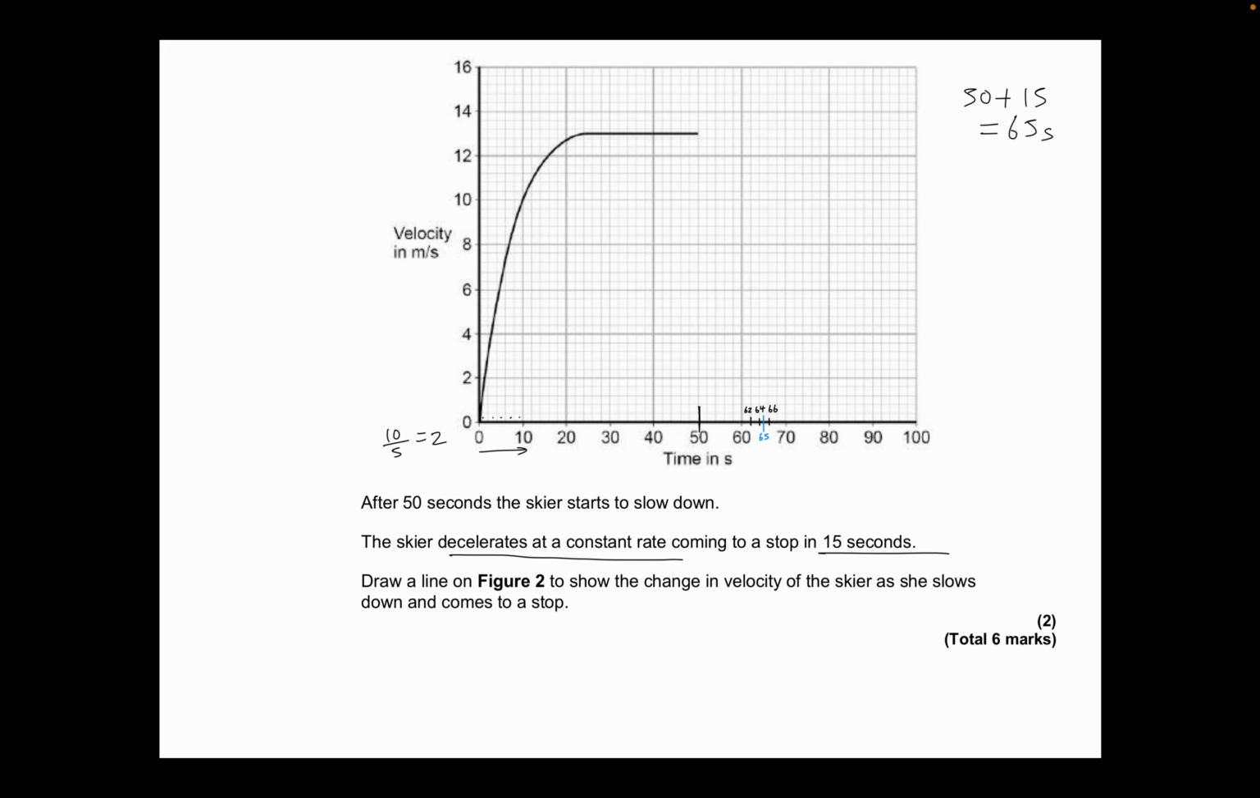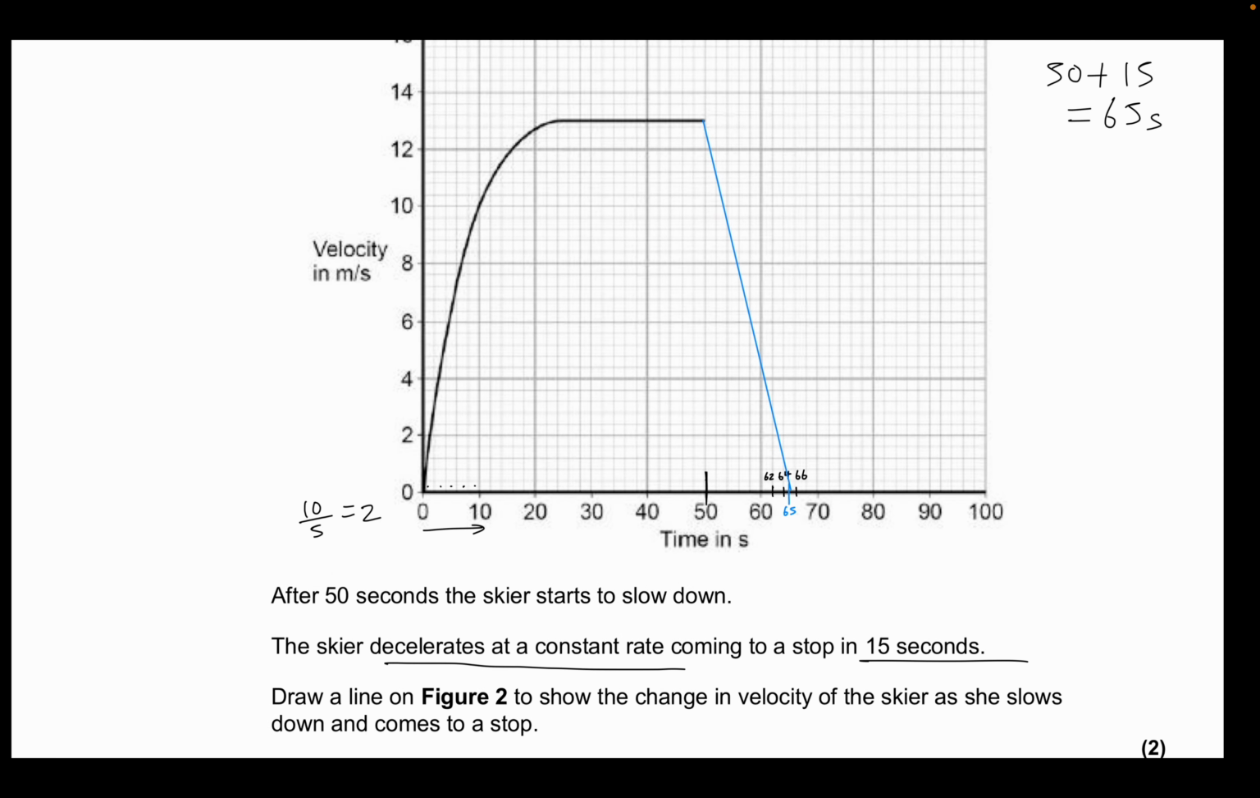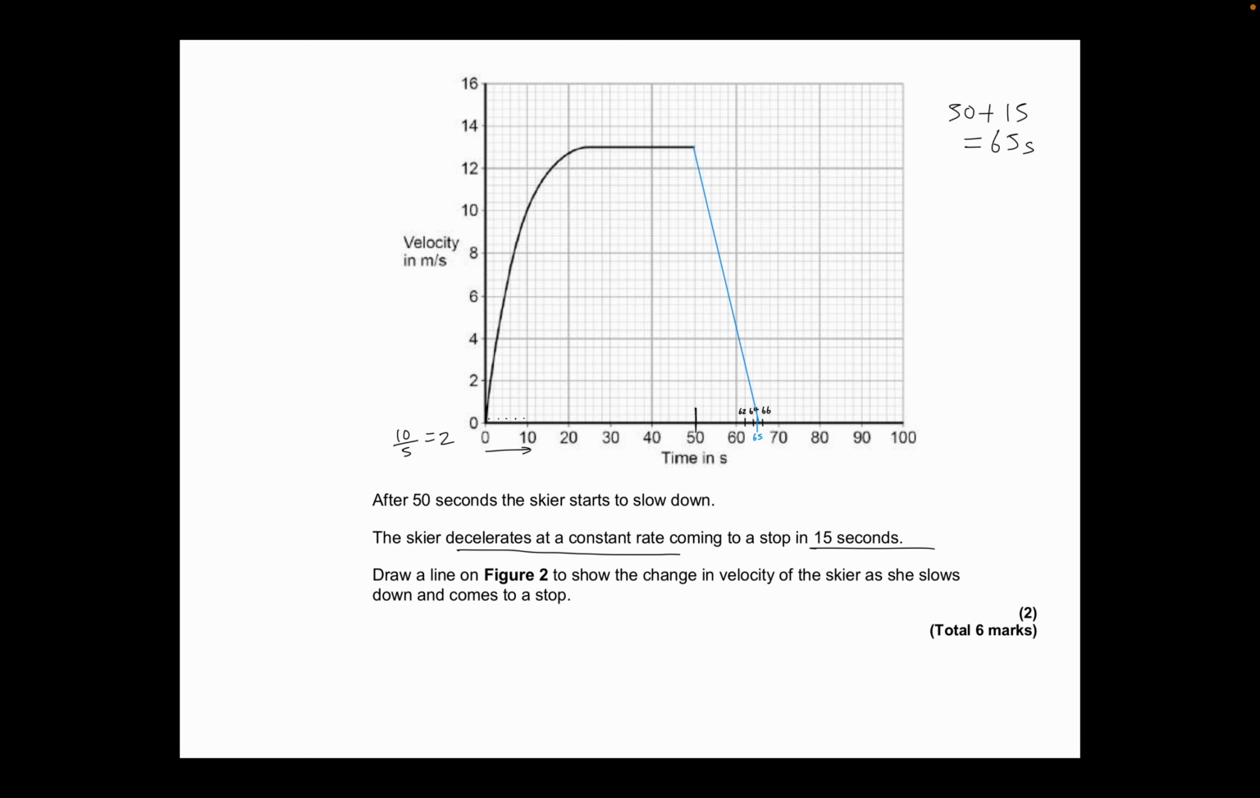So what you're going to do is, since she decelerates at a constant rate, it's going to be a straight line all the way to 65. This is not a very accurate graph, but you get the idea. This is going to be the answer. It's going to be a straight line drawn from 30 meters per second to 0, and it's going to finish on the x-axis at 65 seconds. Remember, this is really important. They mentioned the word decelerates at a constant rate, so that means it's a straight line moving downwards. This is going to be your answer for 2 marks.